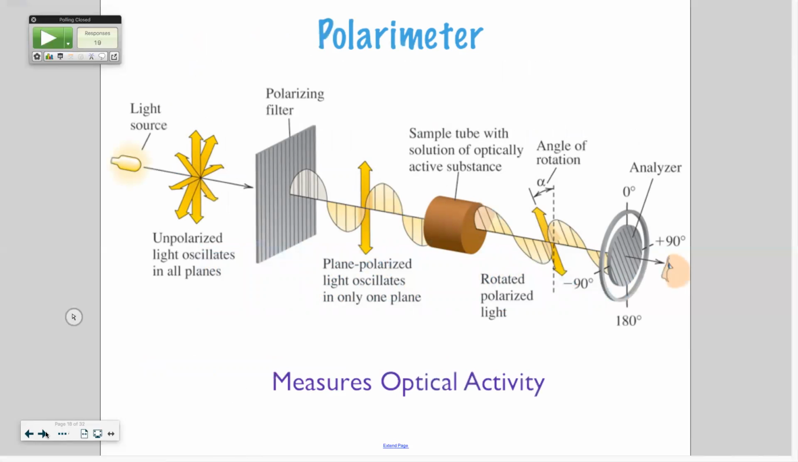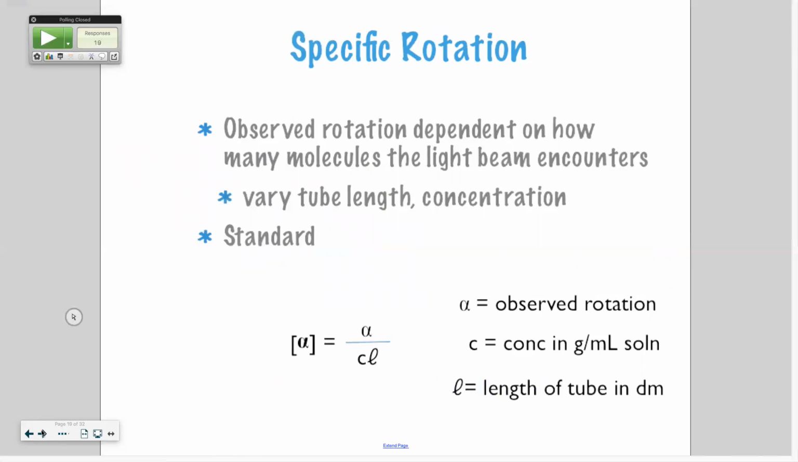Here is how we actually test them in a polarimeter. A polarimeter is what we use to measure optical activity. The length of this tube can vary. Typically the light source on all of these is a sodium line. I think it's the D line. But how many molecules the light beam encounters will determine how much it's going to rotate. So if I make my solution a certain concentration and you make your solution twice that, the amount it's going to rotate is going to change.